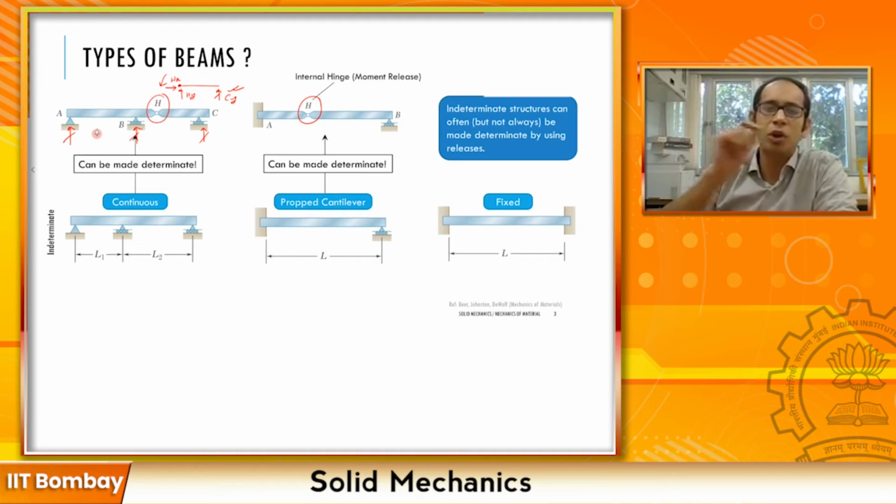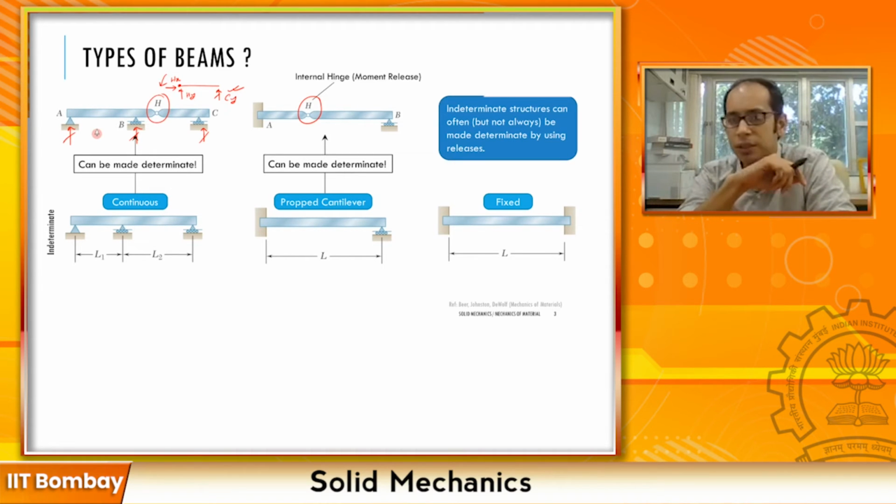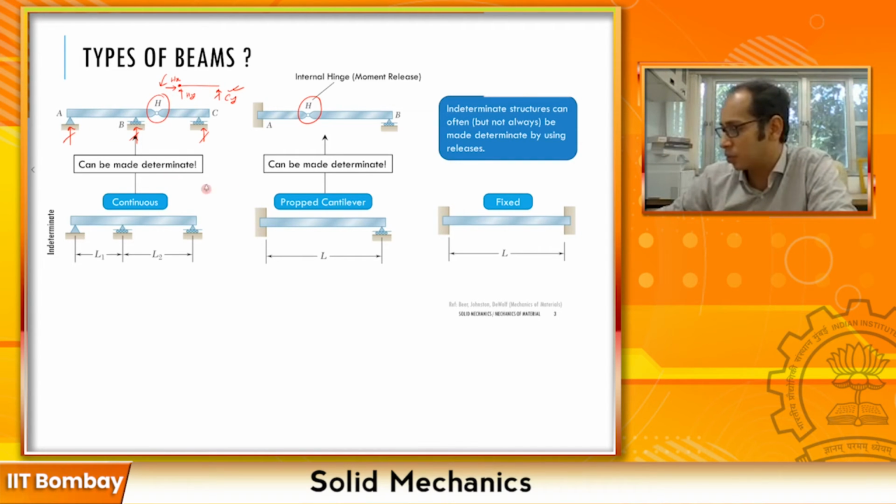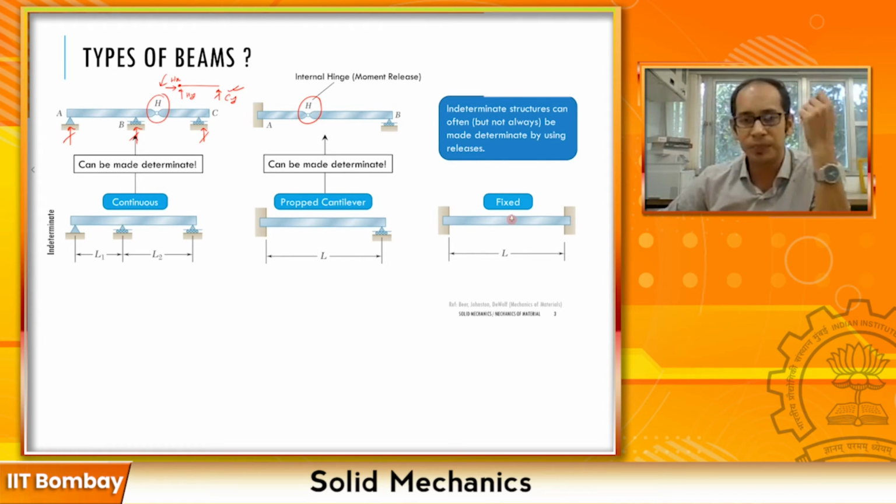But it's not always the case that if you introduce an internal hinge, you will magically convert a statically indeterminate structure into a determinate one. For example, you see this one over here. Here you started with 4 unknowns. So if you introduce one hinge over here, it's not going to make your structure determinate. You will still have 3 unknowns but 2 equations of equilibrium. You have to do additional things for these kinds of problems to make them statically determinate.